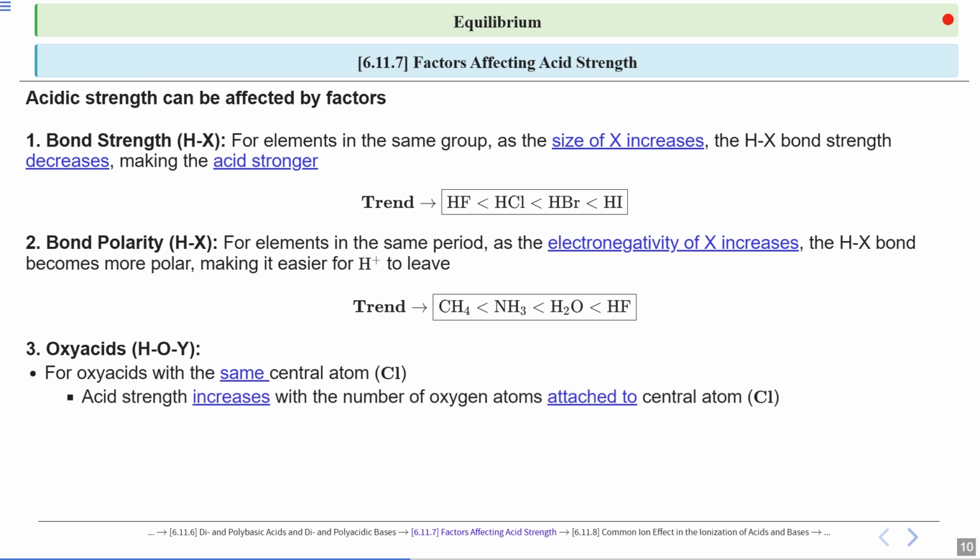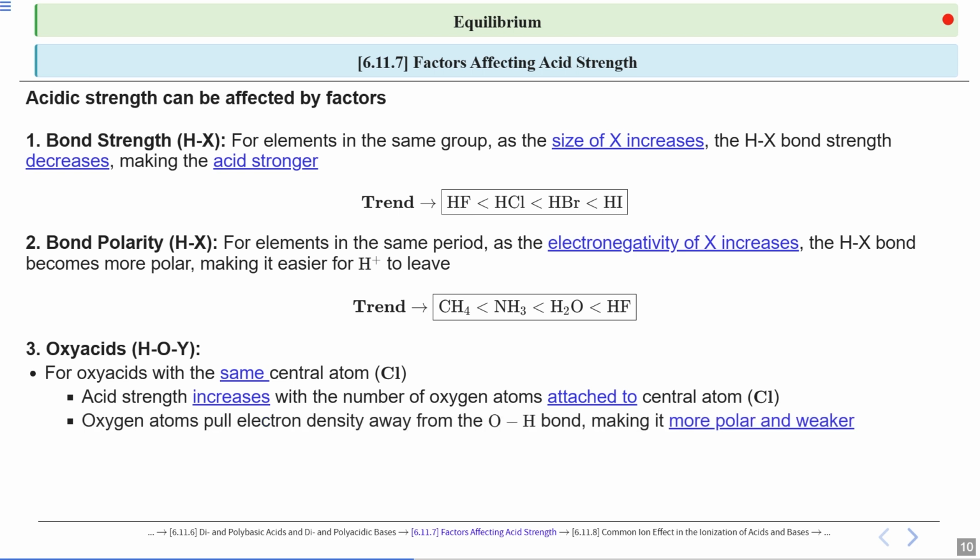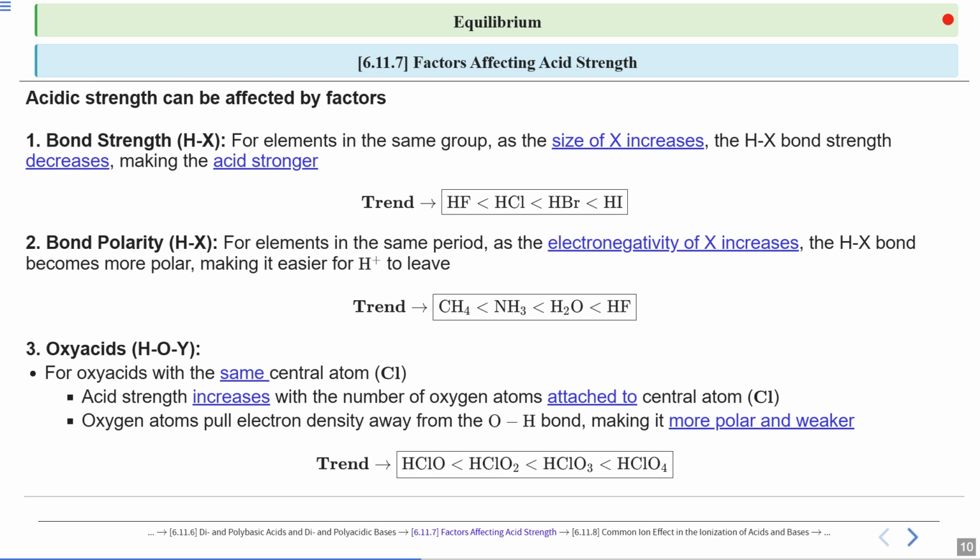Then the acidic strength increases with the increase in number of oxygen atoms, because the oxygen atoms pull electron density more towards it, making the bond more polar and weaker. Right? Now, students make the mistake of considering that due to greater number of ionizable protons, the acid is highly acidic. But the reason is what? The reason is the greater pull of the oxygen and not the greater number of ionizable protons. Right? So you should remember this.